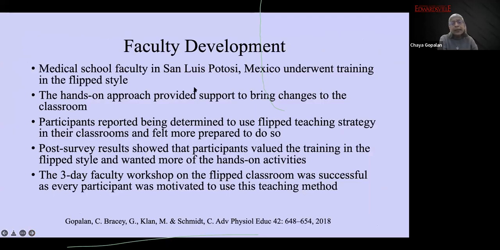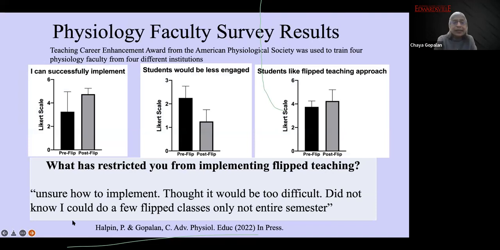Faculty development that I gave in San Luis Potosi, Mexico, that's a medical school group. I went there, gave them a 3-day workshop, hands-on approach. They became the students, and I was teaching them how to do flipped classroom. And then their report was all about how much they loved it and how excited they were and all of that. We will have to skip this quickly.